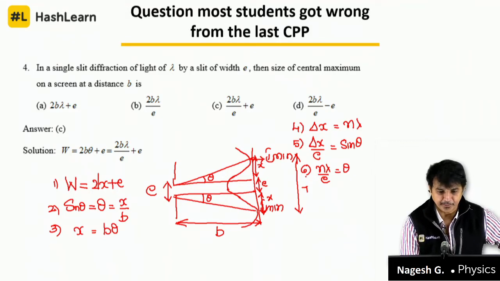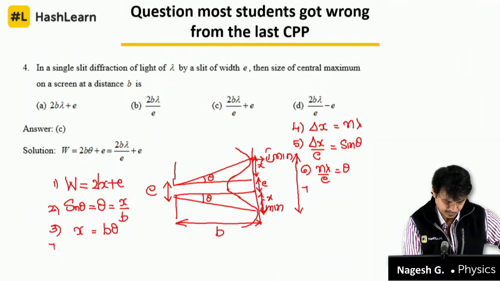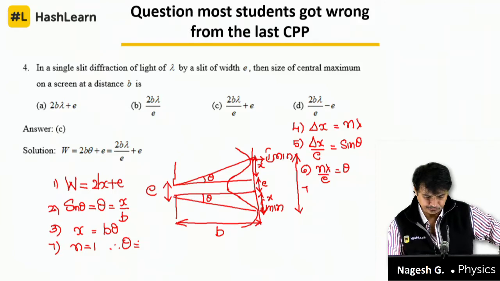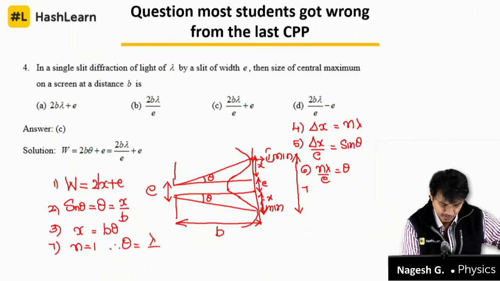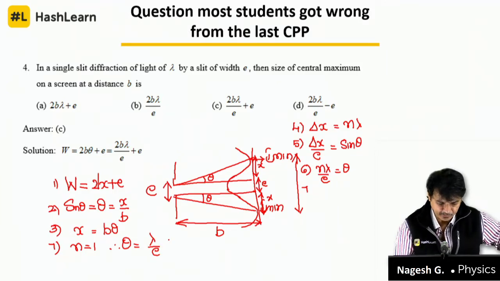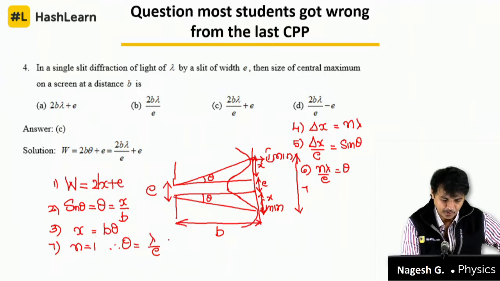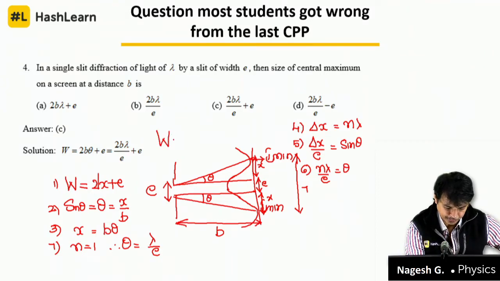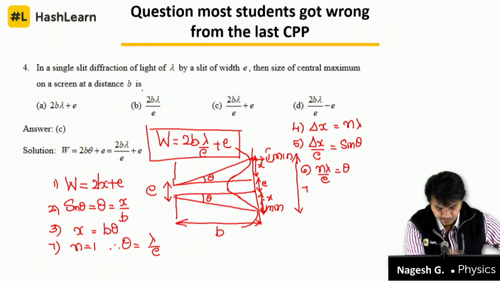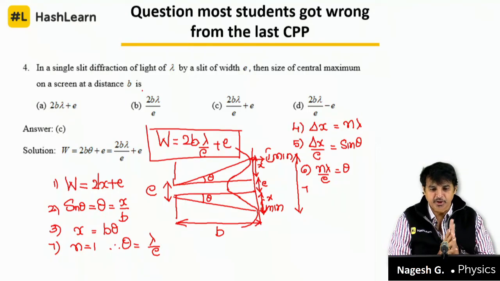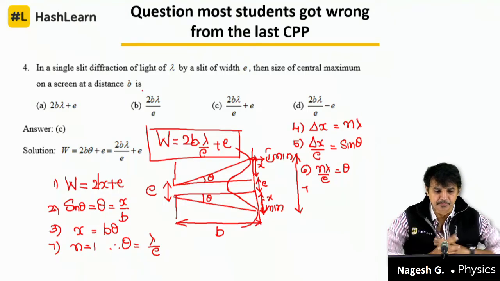after the sixth step, come back here. N is equal to 1. Therefore, theta is equal to lambda by e. Now the problem is over. W is equal to 2b into lambda by e plus e. Now I think everyone has understood the problem.